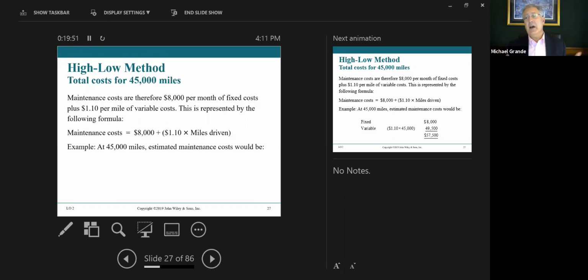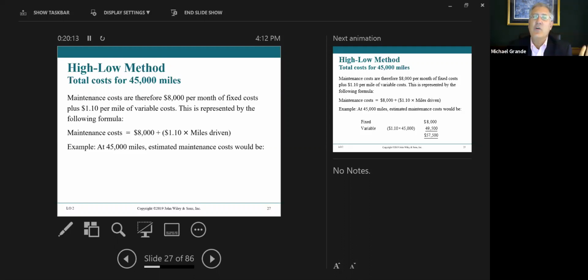So now we have a formula that we can use to predict total costs. Maintenance costs are therefore $8,000 per month of fixed cost plus $1.10 per mile of variable cost. This is represented by the following formula. Total cost equals fixed cost plus total variable cost.